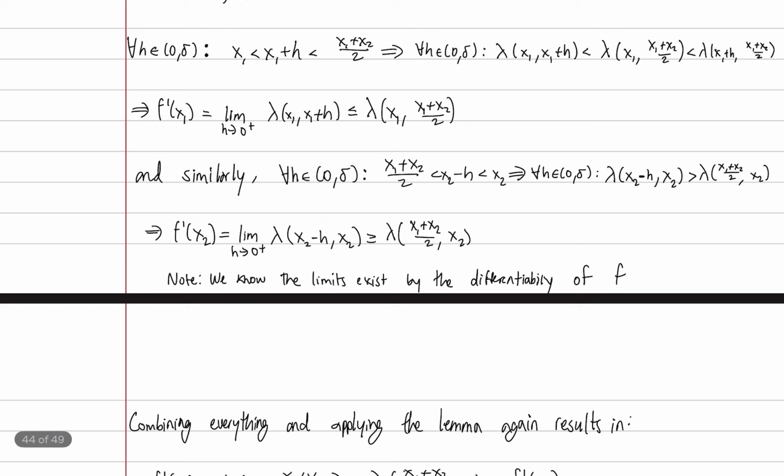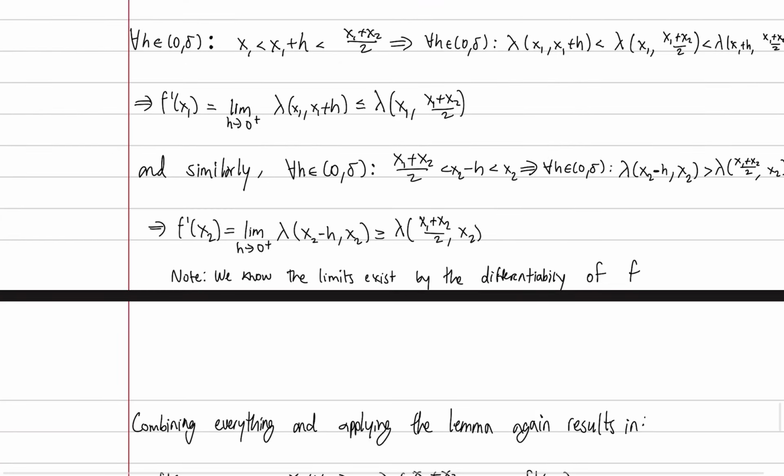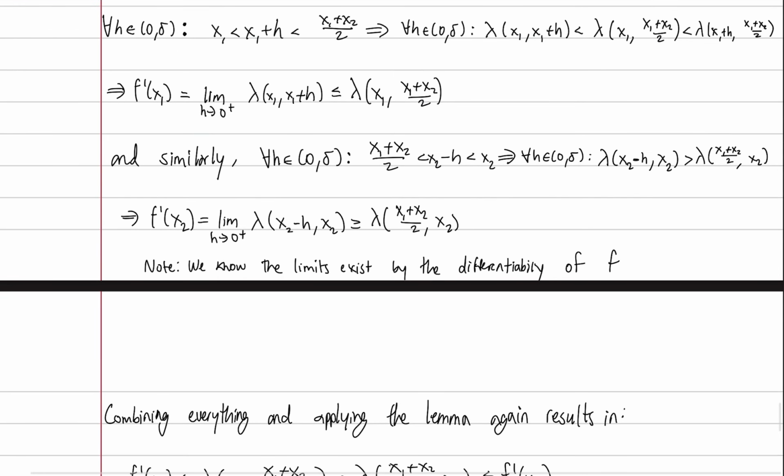Similarly, for all h between 0 and delta, we have this being true. Obviously, we already said we chose h so that this is true, and since h is positive, this is true. We have that by applying our lemma. In this case, we have that lambda of x2 minus h comma x2 is greater than, and this is our lemma, by the way, we're just flipping it in the opposite direction. So this is the greatest one. This is the second greatest one, and this is the smallest one, but we don't use that one.